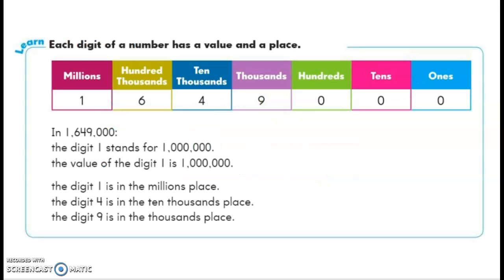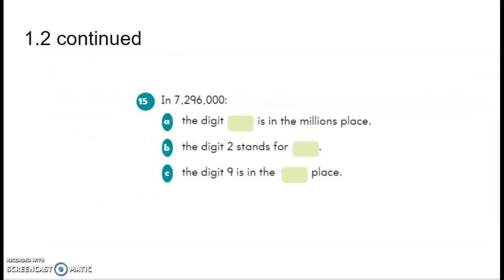Now this can continue with millions. We just added on the millions place. So 1 million, the digit 1 stands for 1 million. The value is 1 million. Stands for and value means the same thing. It's in the millions place. The digit 4 is in the 10,000s place. 9 is in the thousands place. So it's really the same as what we were just doing. We just put millions on there now too.